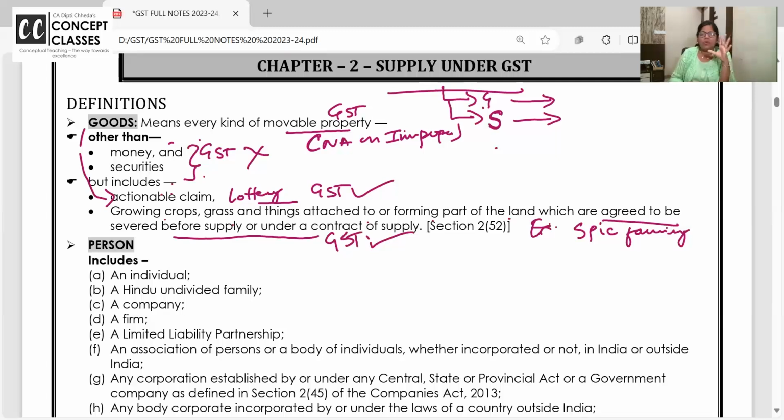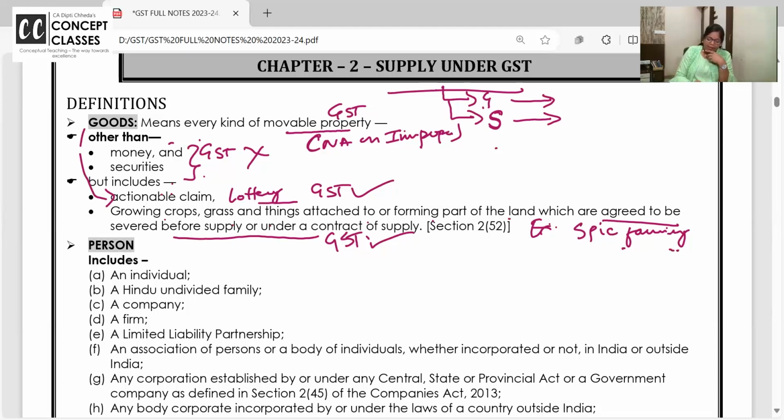Take your time. Have you learned, or do you want me to give some running notes also? GST is applicable on movable property. Immovable property, no GST. Other than money and securities, no GST. But it includes actionable claims. There is an amendment on actionable claims also, we will do that now. Growing crops and all, please write these examples.